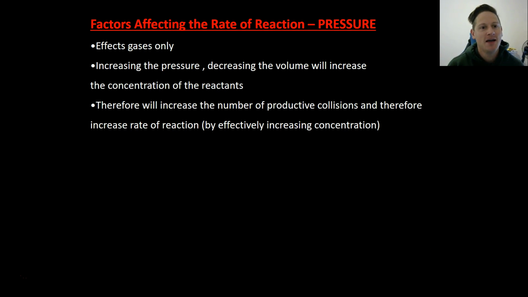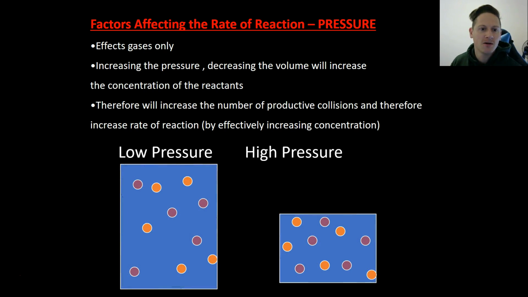The second effect that we can talk about with rate of reaction is pressure. Now, pressure is very similar to concentration. Pressure only affects gases, okay? So we're not talking about liquids or solids. If we're increasing the pressure, basically what we're doing is decreasing the volume of the container. Decreasing the volume is going to effectively increase the concentration of reactants, so therefore it will increase the number of productive collisions, very similar to an increase in concentration. So at low pressure, we've got gas particles in a certain volume. At high pressure, we're effectively reducing the volume, so increasing the concentration, leading to more frequent particle collisions.